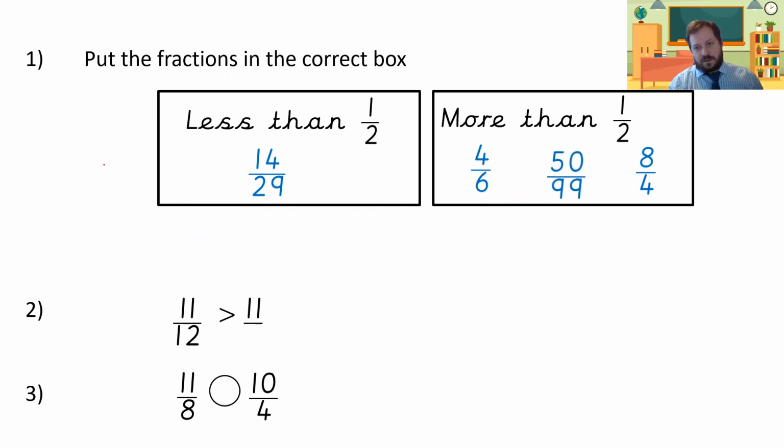Actually, half of 99 is 49.5. So 50 is more than that. But the way in which to think about it is if 100's half is 50, then 99's half must be less than that. So 50 is more than that.